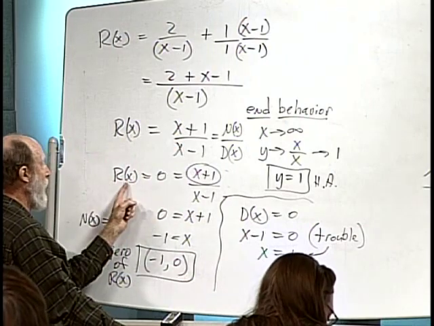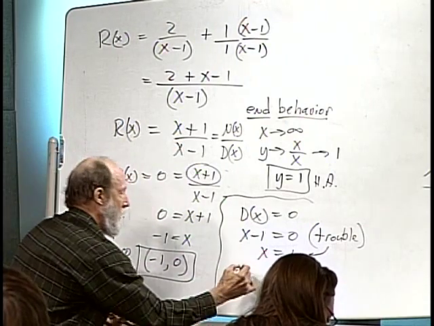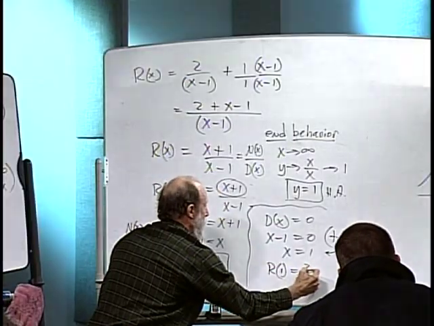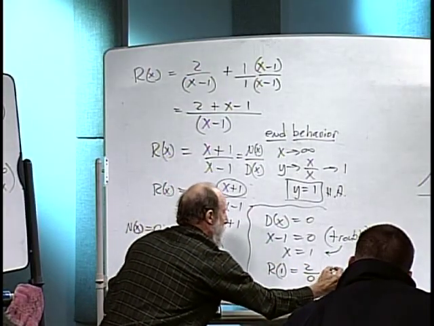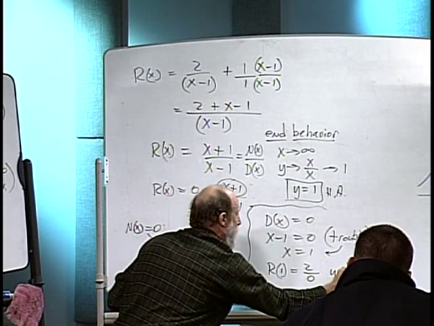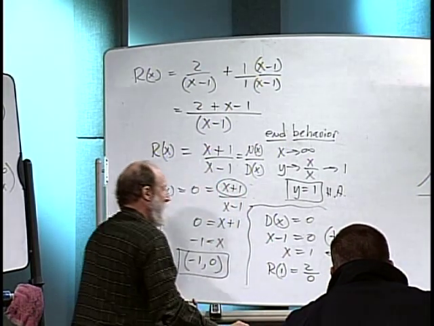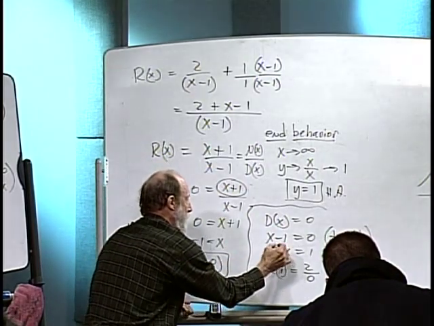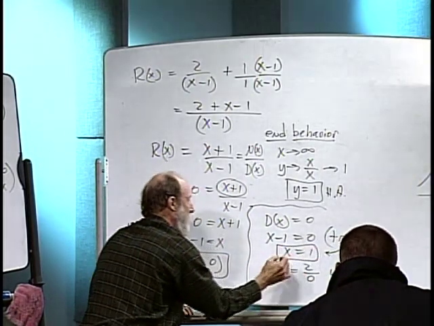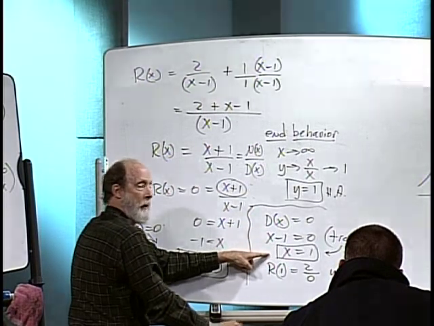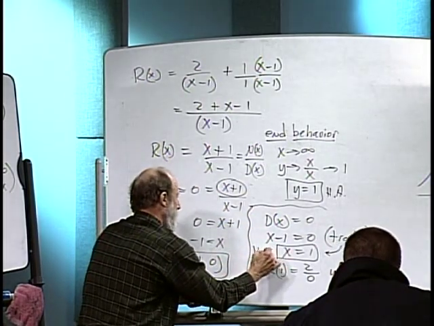You go back and try putting a 1 in here, folks, into your function, and you get a nice 2 numerator over 0, which is undefined. So this is how you find vertical asymptotes, usually, is by setting the denominator equal to 0. So this is going to be a vertical asymptote.